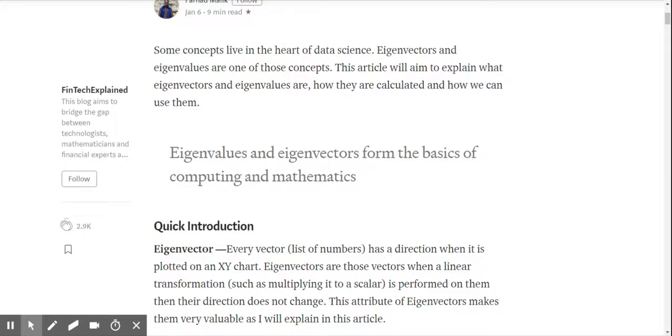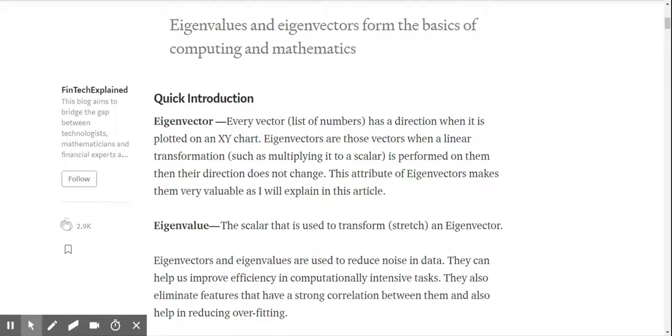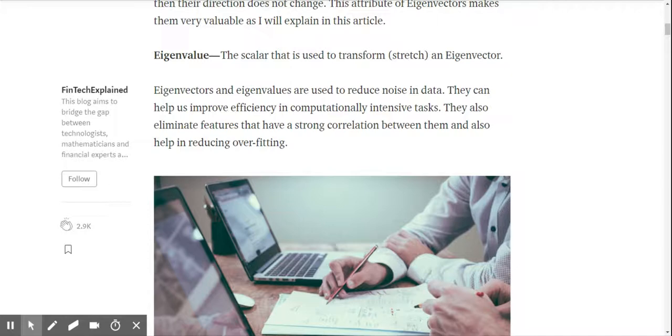Okay. So, quick introduction. Every vector has a direction when it's plotted on an XY chart. Eigenvectors are those vectors whose direction does not change when a linear transformation is performed on them. This attribute of eigenvectors makes them very valuable, as I will explain in this article. Eigenvalue, the scalar that is used to transform an eigenvector.